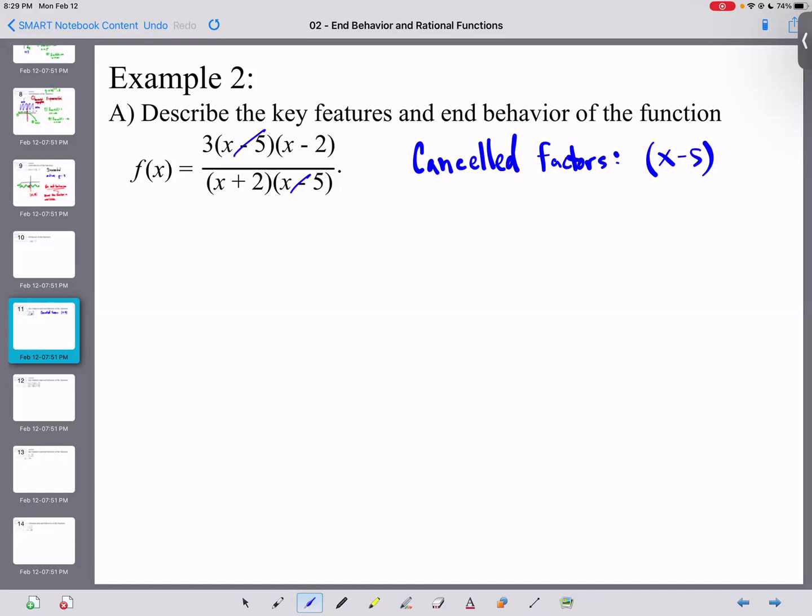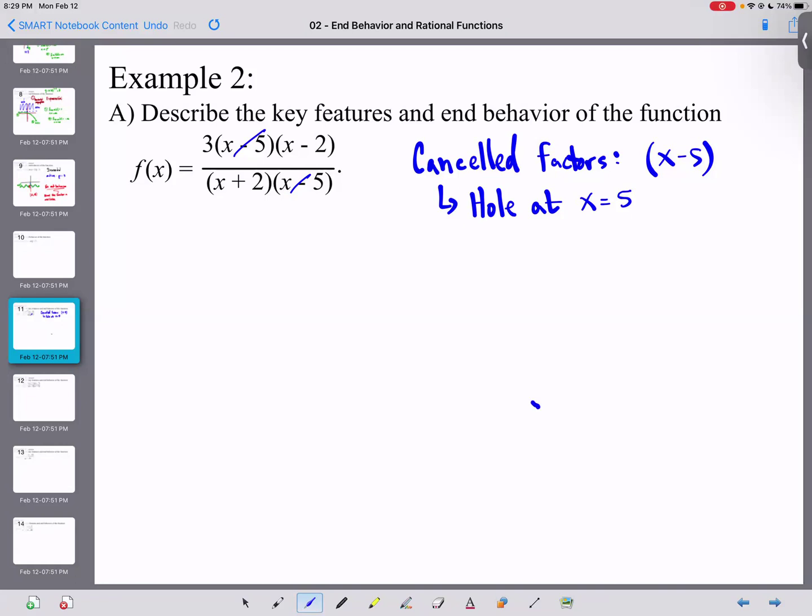I want you to recall that a canceled factor creates what we call a hole. That's going to be a hole at x equals 5. What you do is you solve that value. So you'd say x minus 5 equals 0, and so you'd add 5. So we're going to have a hole at 5.